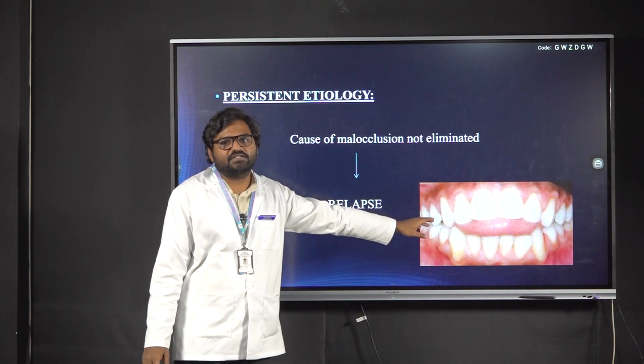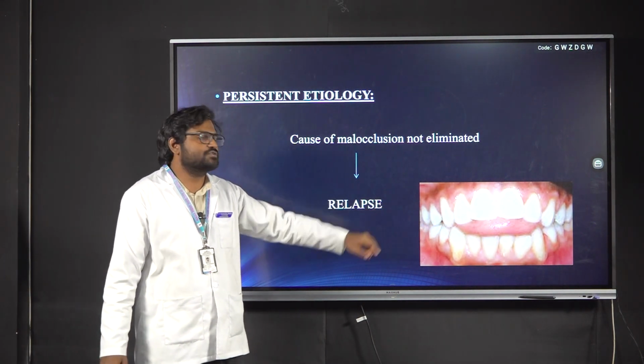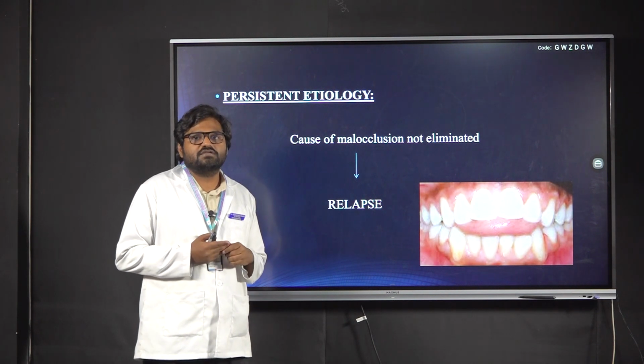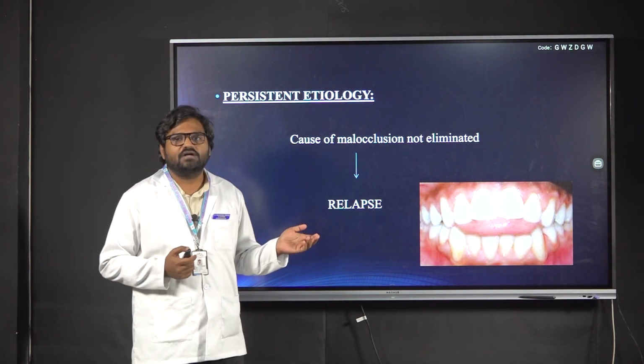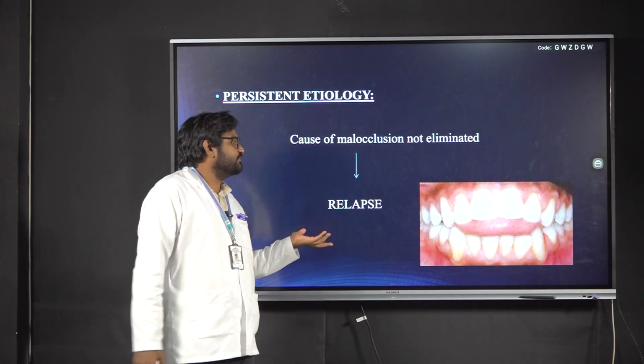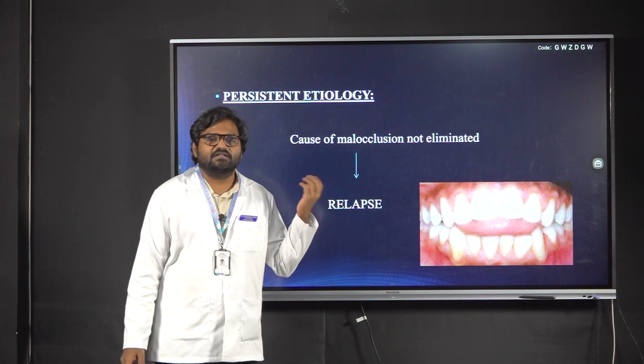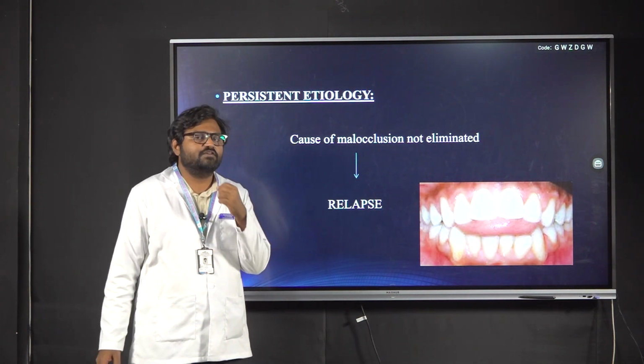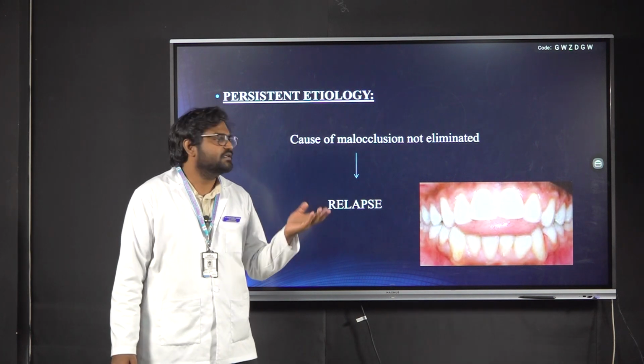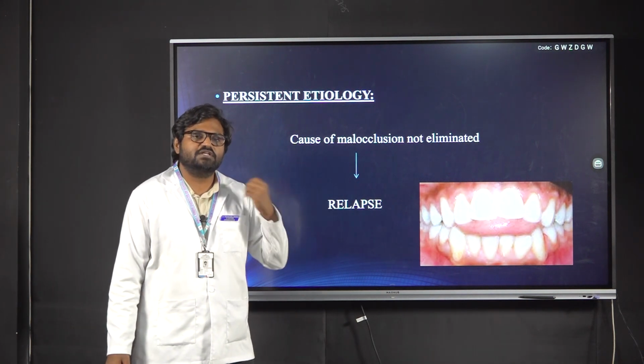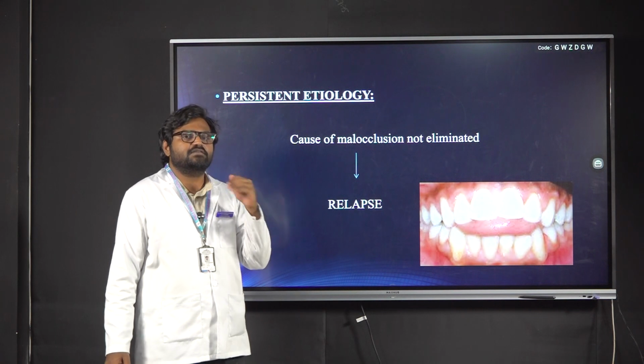This is a proper example of a tongue thrusting habit, where the anterior-posterior movement of the tongue is causing your anterior open bite, spacing, broad arch, and so on. So what if you're not treating the habit directly, you're only treating the anterior open bite and everything else? Even though you give retainers, the tongue thrust is not treated, so the tongue keeps moving anteriorly and posteriorly.